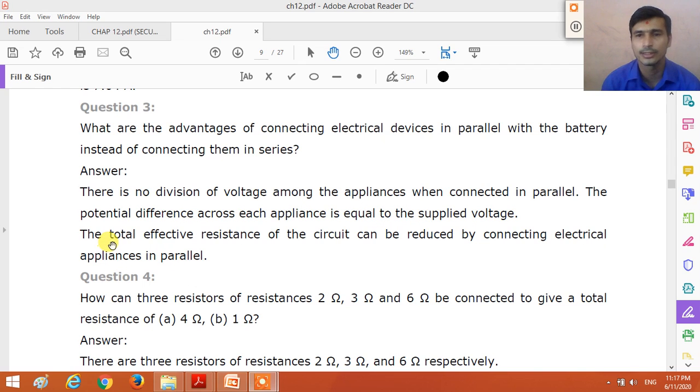The next effective advantage is that the total effective resistance of the circuit can be reduced by connecting the electric appliances in parallel. Dear students, we know that when several resistors are connected in parallel, the effective resistance, the equivalent resistance, is smaller than the smallest value of the resistance. So the total equivalent resistance of the circuit can be reduced by connecting electric appliances in parallel.